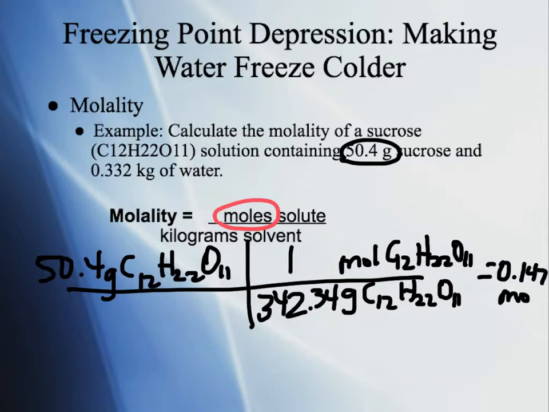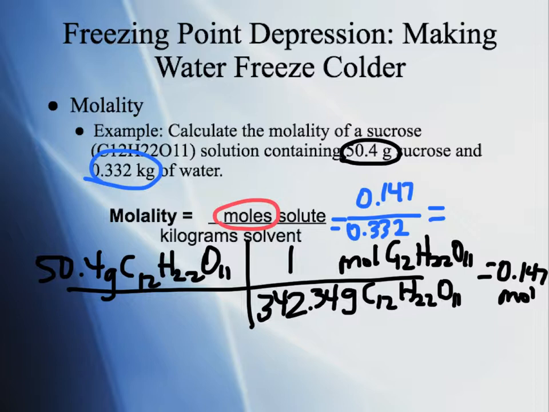0.147 moles of sucrose. So now we can plug it into this equation up here. We go 0.147 divided by, and our kilograms were given, 0.332. And what we'll get is 0.443 molality. Okay, so 0.443 and then little m. That is the concentration in molality for this sucrose solution.